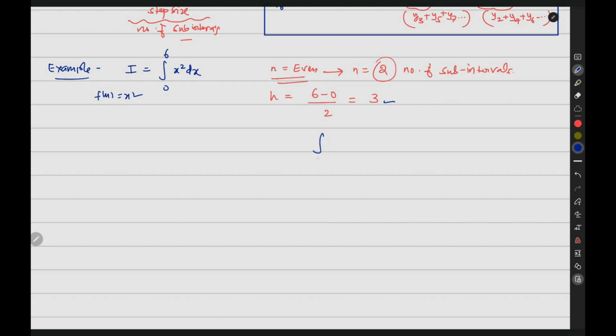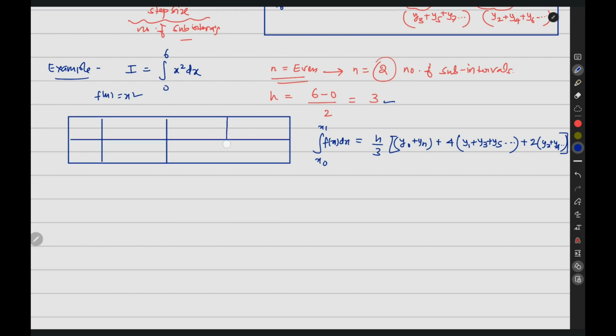Now we will write the formula, that is integration x0 to x1 f of x dx equals h by 3 first term plus last term plus 4 into odd terms, that is y1 plus y3 plus y5, plus 2 into even terms, that is y2 plus y4. Now we will draw a table. x, y. The lower limit is 0, so it should be 0. It should increase by step size 3. So next value is 3. Again 3 is added, so it is 6, the upper limit.